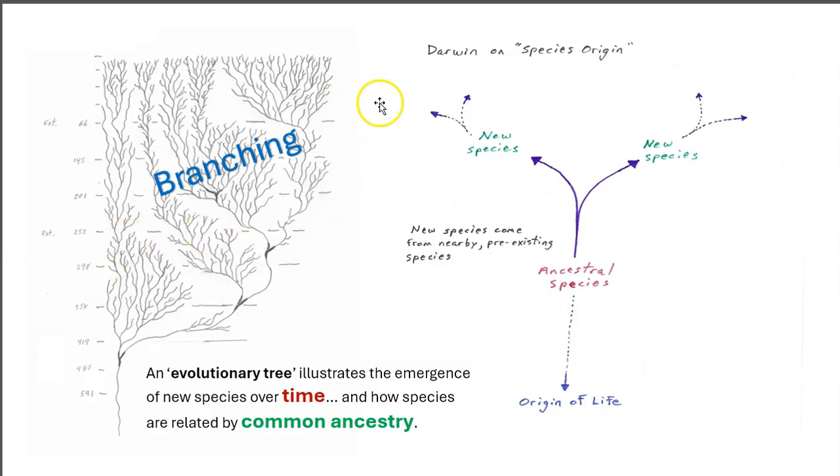So when we see this big tree over here on the left, whenever it's branching, one branch splits into two, we want to think of this process of an ancestral species splitting into two. Very often because some members of the ancestral species get themselves into a new environment with different characteristics, and natural selection leads to the evolution of different adaptations. So an evolutionary tree illustrates the emergence of new species over time and how species are related by common ancestry.